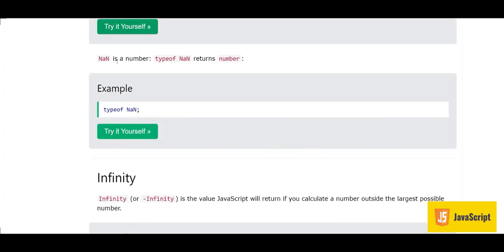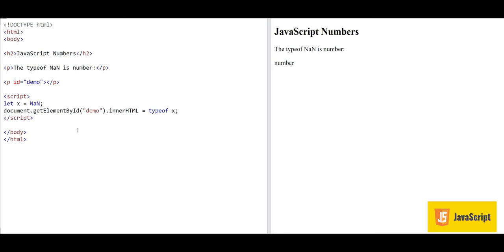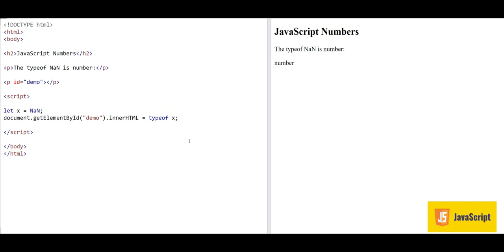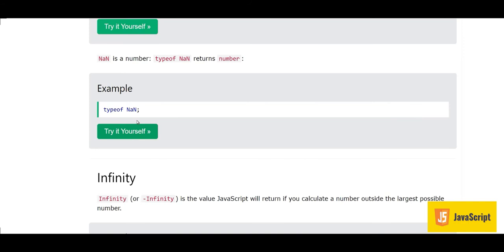We can also know that NaN is a number. typeof NaN returns number. The typeof operator is used to know the type of a variable. Here we have a variable let x equal NaN, and when we try to know its type using typeof x, the answer is number, so NaN is a number.